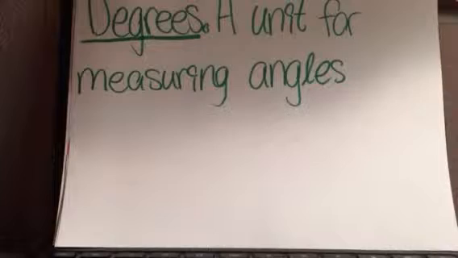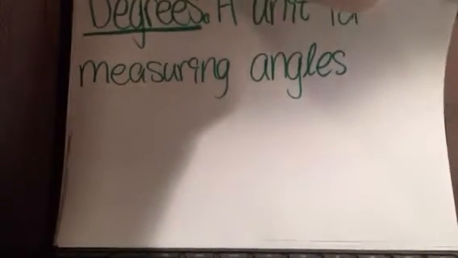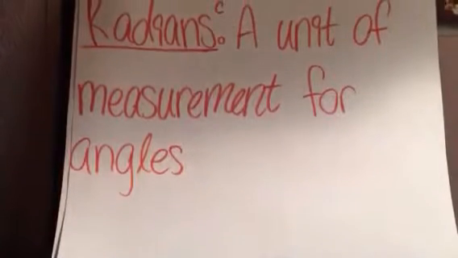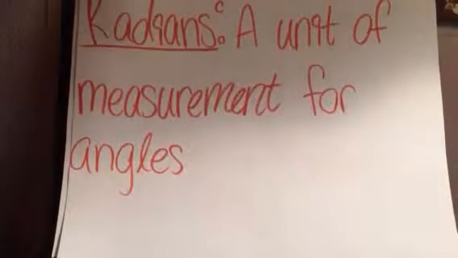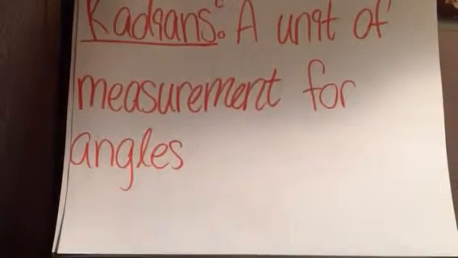Degrees, a unit for measuring angles. Radians, a unit of measurement for angles.